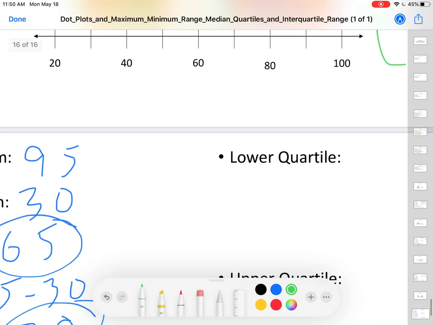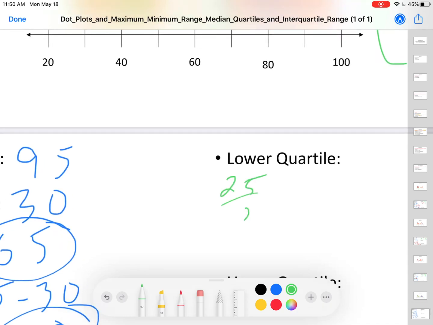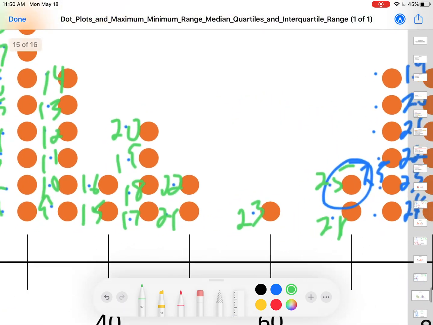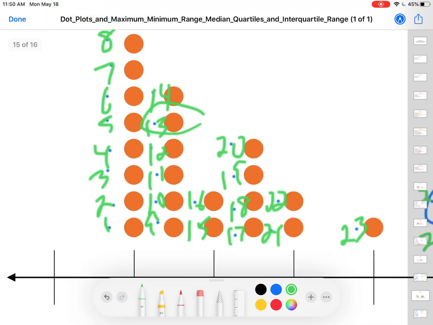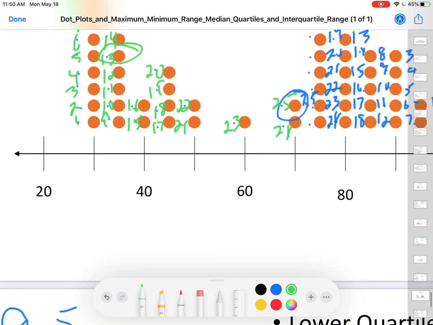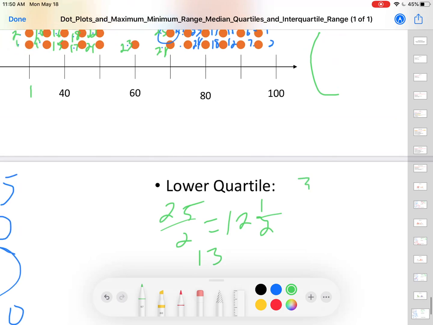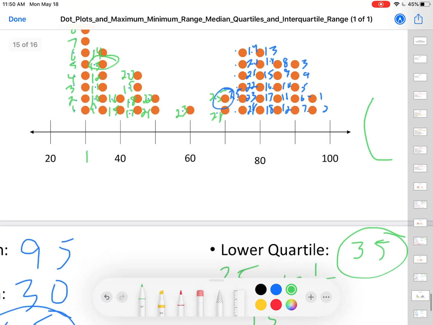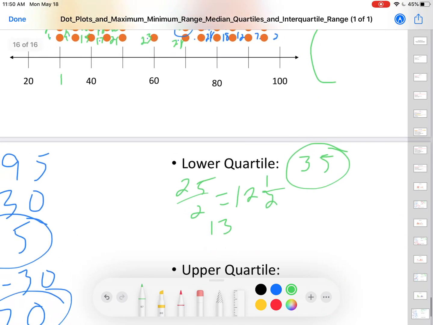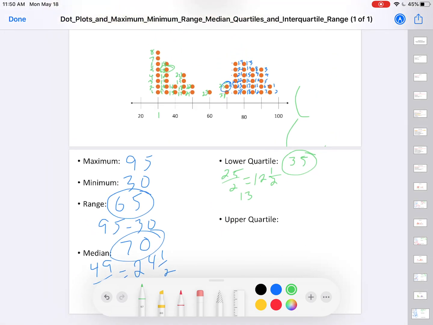So to find the lower quartile, I need to do 25 divided by 2 is 12 and a half. Since that's an odd number, I round it up to 13. I want the 13th dot. There's the 13th dot. All I have to do is circle it, find the value of it. That's between 30 and 40. Halfway between 30 and 40 is 35. And there it is. Easier when they're circled. A little bit harder when they're not circled. That was dot plot number 4, right?